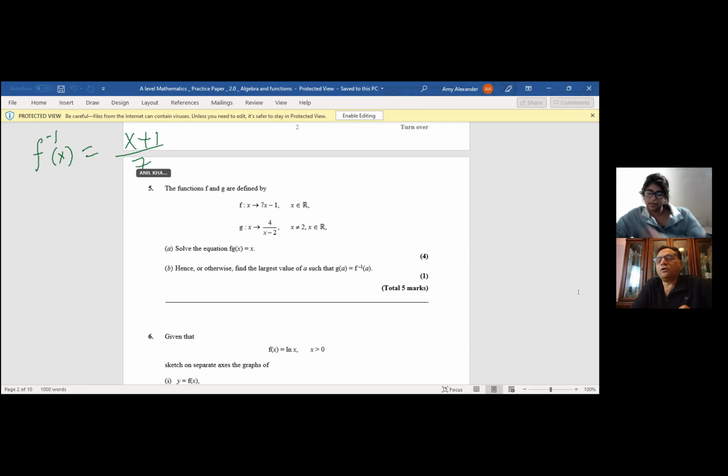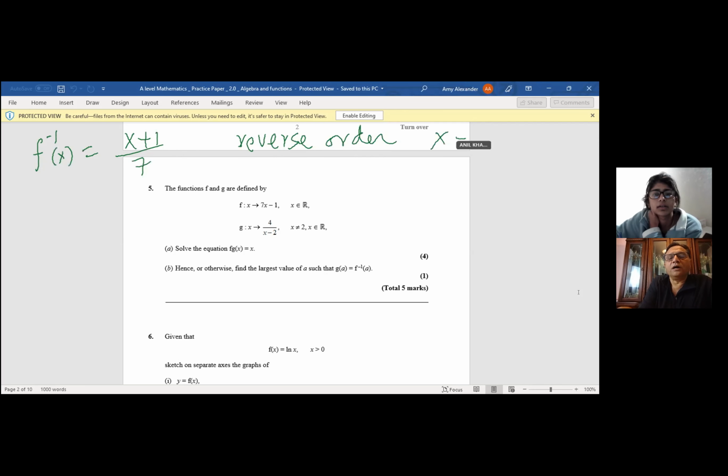Correct. So how have I done the inverse? I have done it by reading it backwards, right? If you see the equation, it says 7 times x minus 1, correct? So what is the reverse order? The reverse order is to add 1 and then divide by 7. Do you see? So you get the inverse as (x plus 1) over 7. So we just reverse the order to find the inverse.